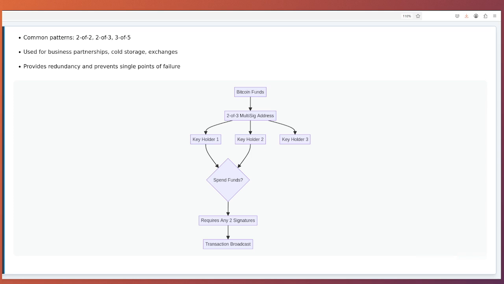Businesses use 2-of-2 multisig between partners to ensure both parties must approve expenditures, preventing unilateral access to company funds. Security-conscious individuals use 2-of-3 setups where they control 2 keys in different locations and a trusted third party holds a backup key. This provides redundancy if one key is lost while preventing the third party from stealing funds alone. Cryptocurrency exchanges use complex multisig setups with 3-of-5 or higher thresholds, distributing keys among multiple executives and securing them in different geographic locations. This makes theft or internal fraud much more difficult.